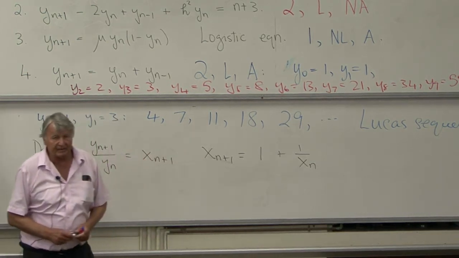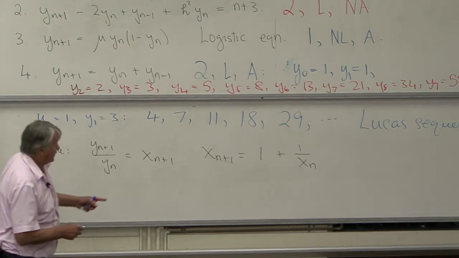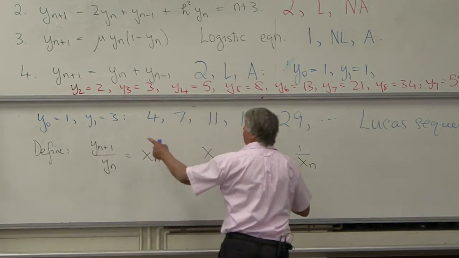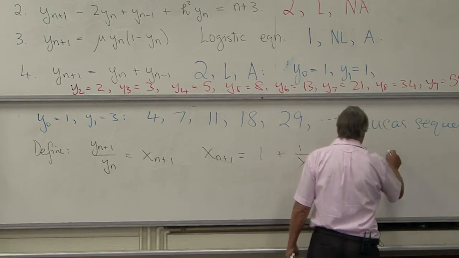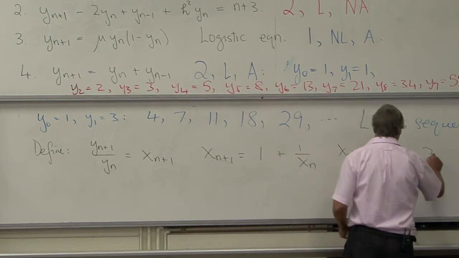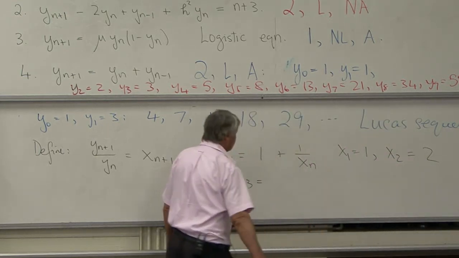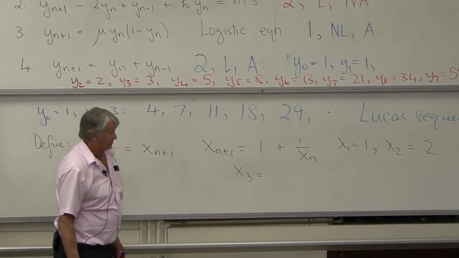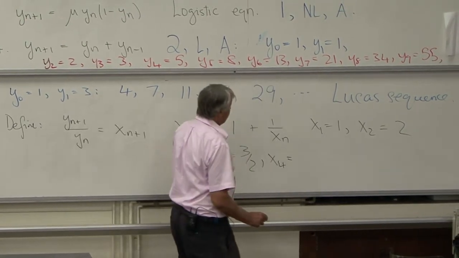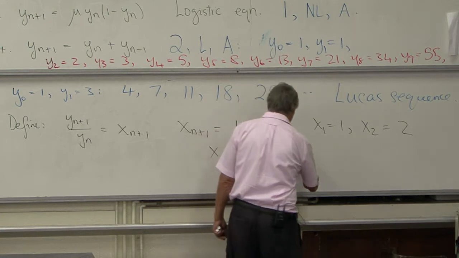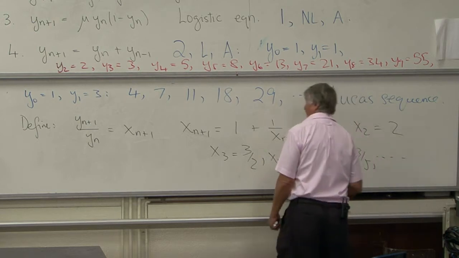Now, let's compute these. If I start off with x1 as the ratio of the first two, x1 is 1, x2 is going to be 2, and so on. x3 is going to be what? 3 halves. x4 is going to be what? 5 thirds. x5 is going to be 8 fifths. And so on.